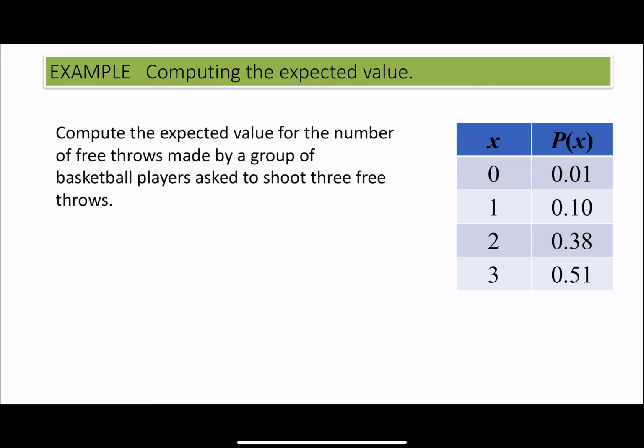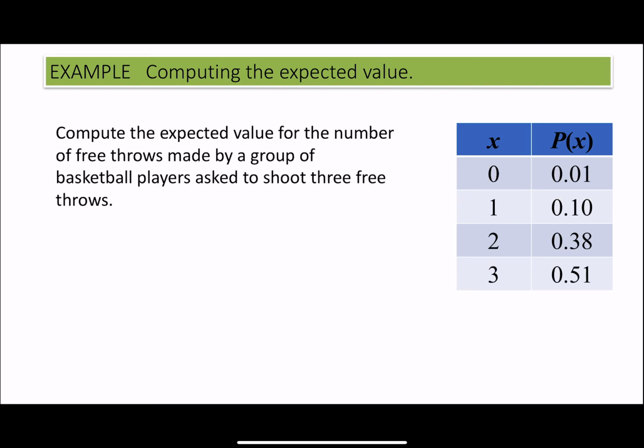I would like you to compute the expected value for the number of free throws made by a group of basketball players asked to shoot 3 free throws. So here is my probability distribution. I would like you to use that formula that we just used and see if you can compute that expected value. Once you have done that, come on back and we will go over it together. So take a moment, pause, and then we will come back and we will talk about it.